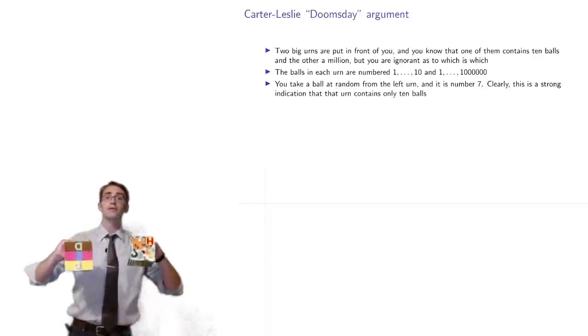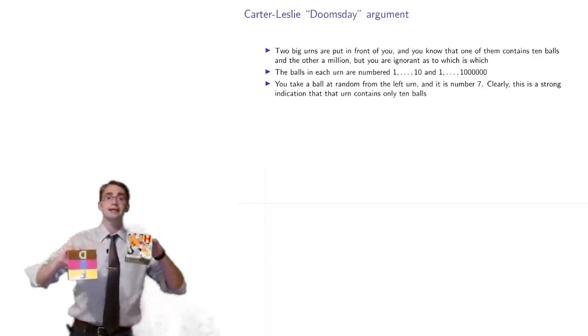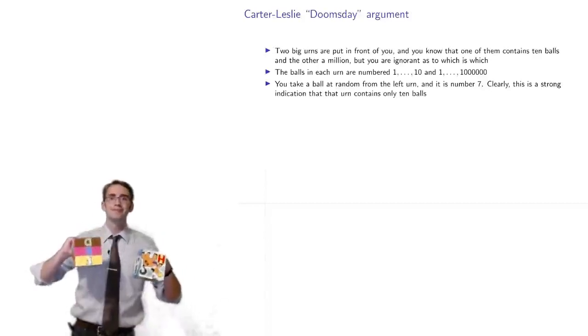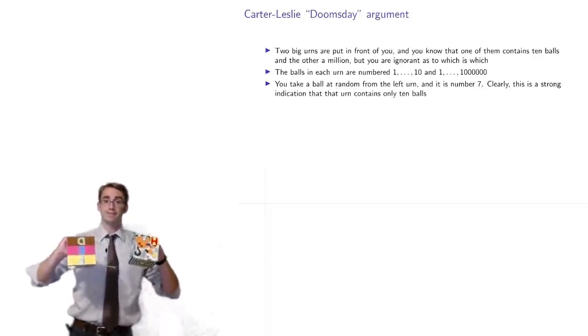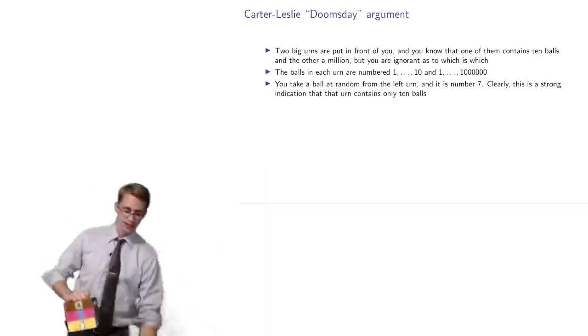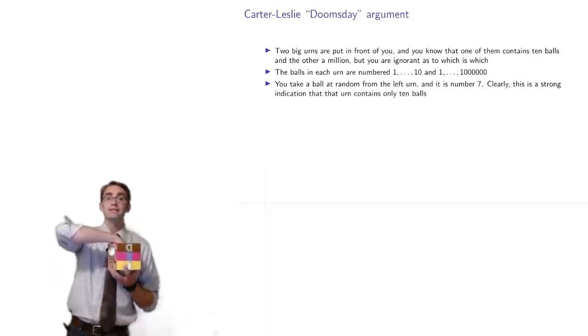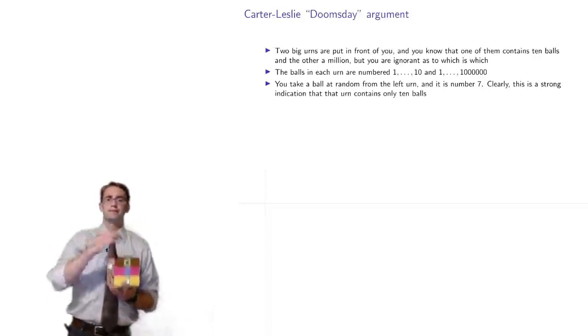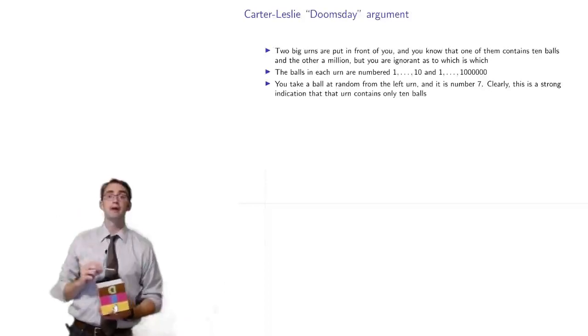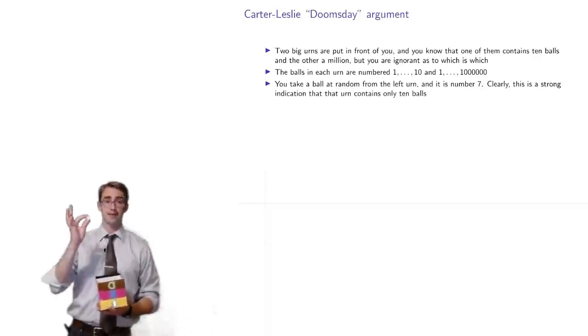And I know that one of these boxes has 10 balls in it, and the other one has a million. I don't know which one is which. I don't know which one of these has a million, and I don't know which one of these has 10. I select one of the boxes at random, and I reach in, and I grab a ball. And I look at the number on that ball. I see the number on that ball says 7.